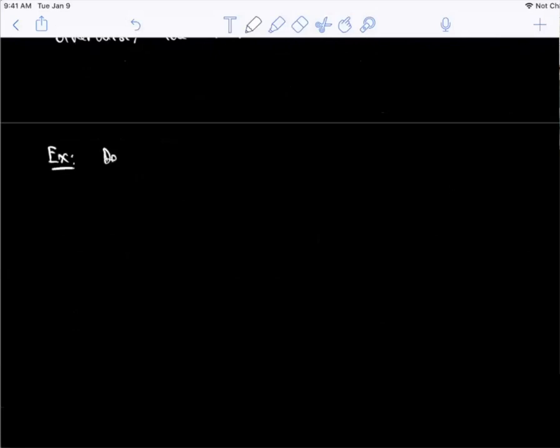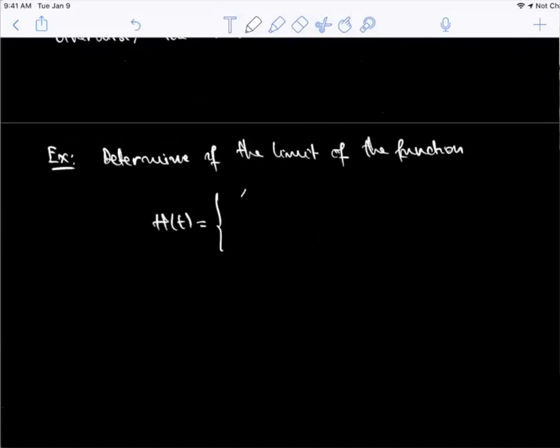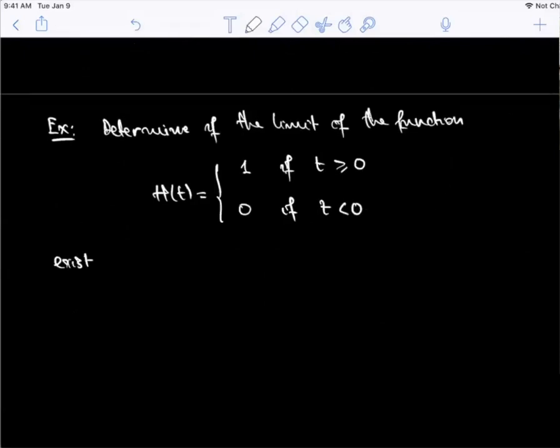Example: determine if the limit of the function capital H of t, equal to 1 if t is greater than or equal to 0, and 0 if t is less than 0, exists. This is called the step function. You want to determine whether the limit of capital H of t as t approaches 0 exists or not.